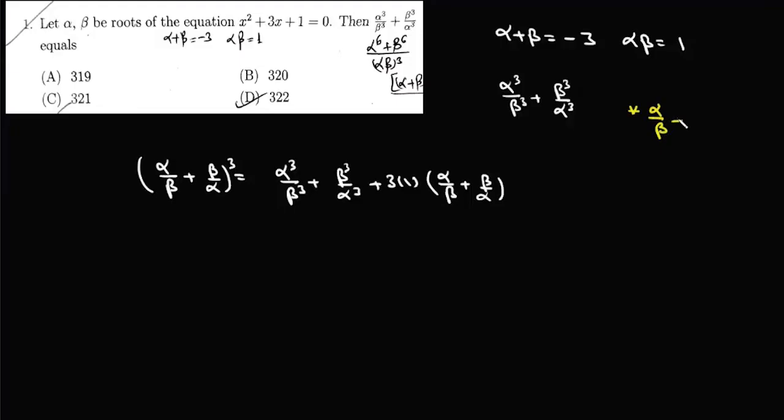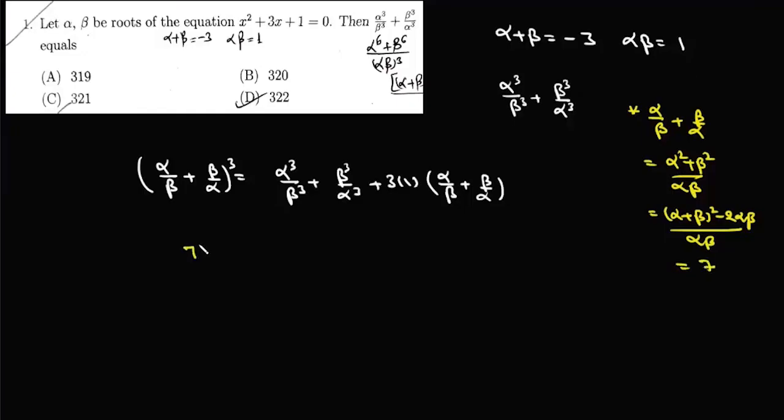alpha upon beta plus beta upon alpha, and that will be alpha square plus beta square upon alpha beta, which actually is alpha plus beta whole square minus 2 alpha beta upon alpha beta. Now alpha plus beta is -3 and alpha into beta is 1. So this value will be 7.